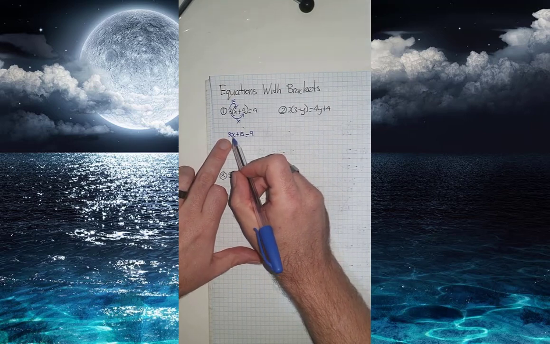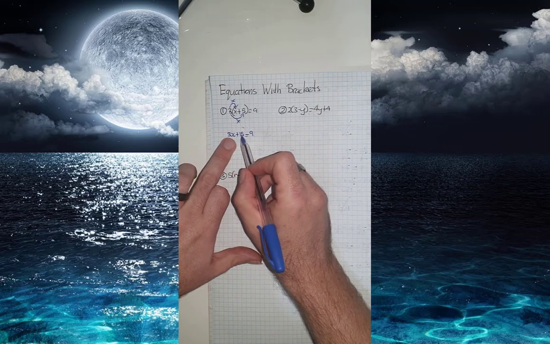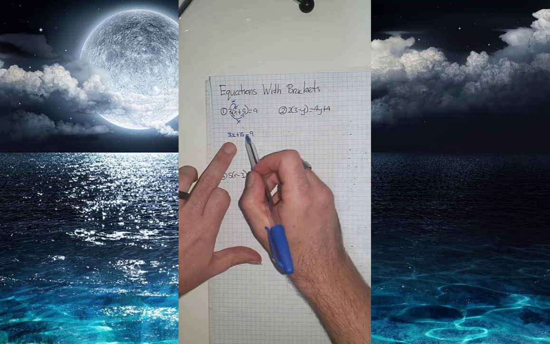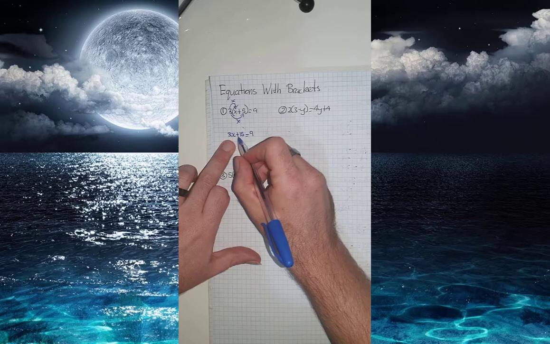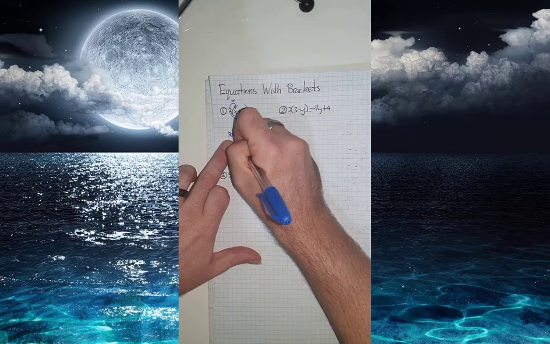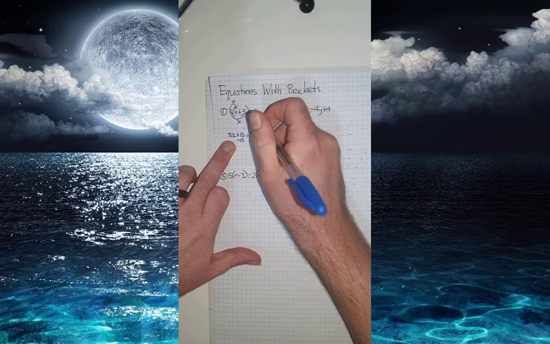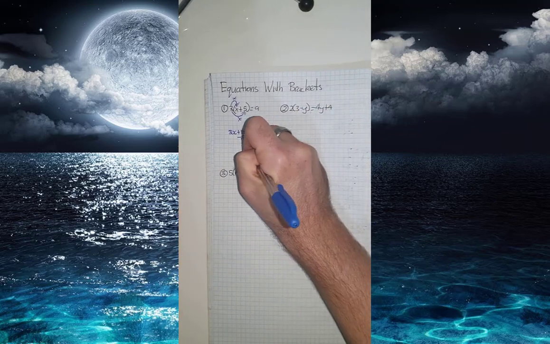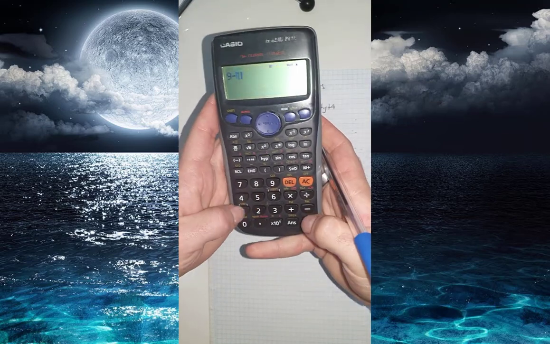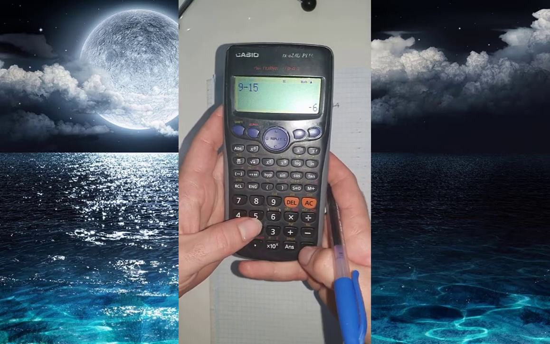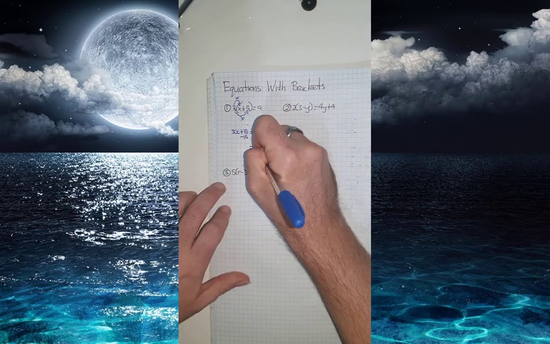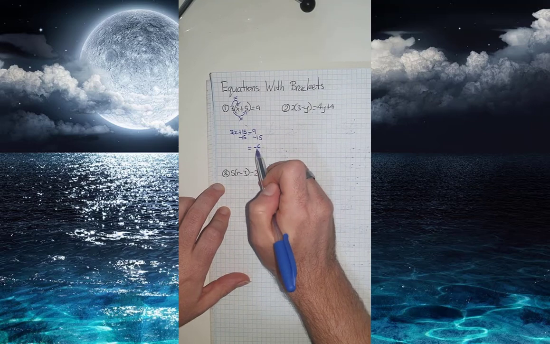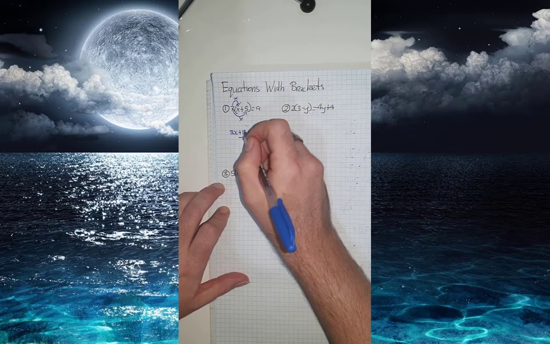Now, I don't want to touch the 3 yet. I want to get rid of the nice, easy term of the 15. So the opposite of plus 15 is negative 15 or minus 15. What I do to one side, I will do to the other. So 9 minus 15, minus 6. Notice how I'm keeping it in nice straight lines, nice and neat.